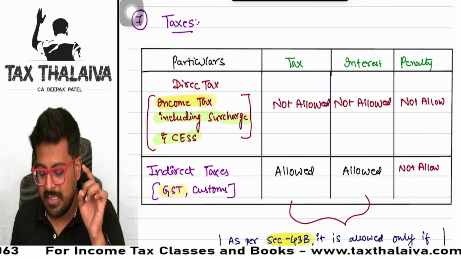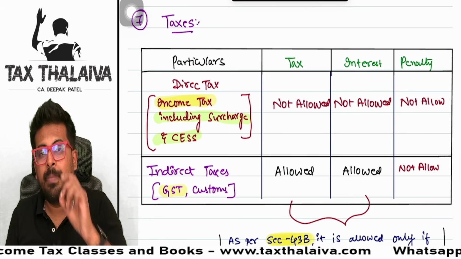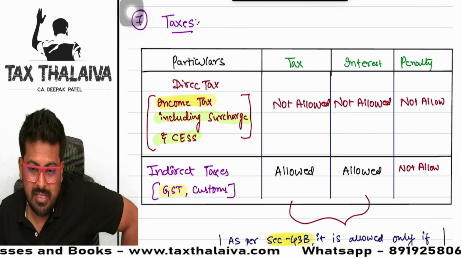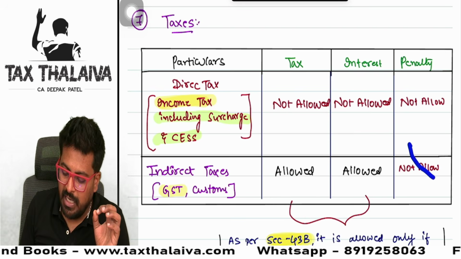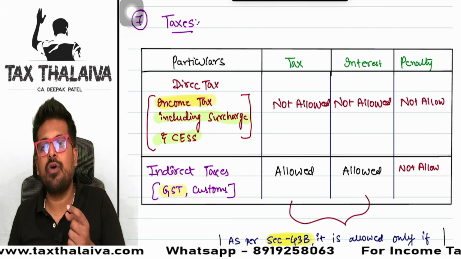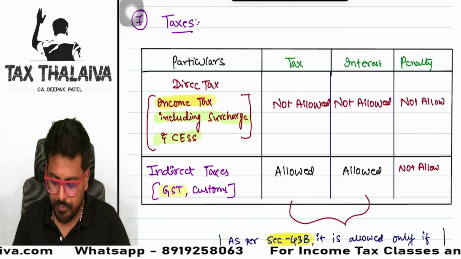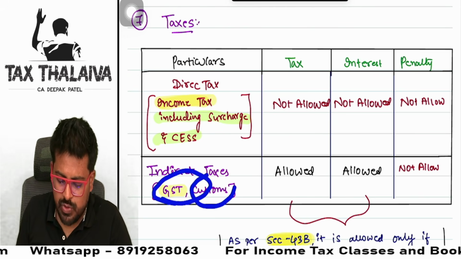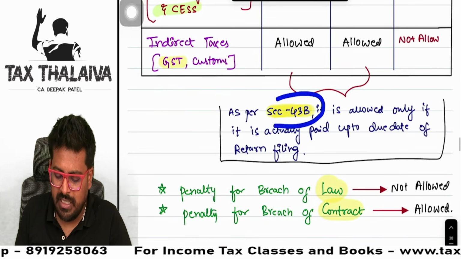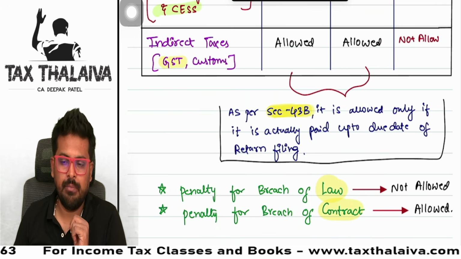Penalty, always remember guys, penalty for breach of law is not allowed, but penalty for breach of contract is allowed. Remember this point: penalty is never allowed under the Income Tax Act, but if it is a penalty for breach of contract, it is allowed. Now mind you one thing, these GST, customs and other taxes are allowed, again subject to 43B. Don't worry, I will be teaching you 43B separately in some time.